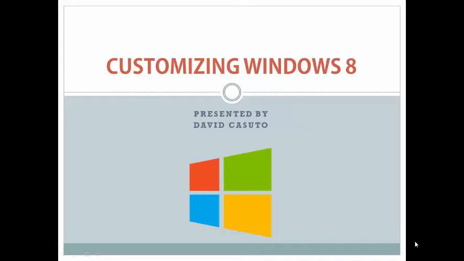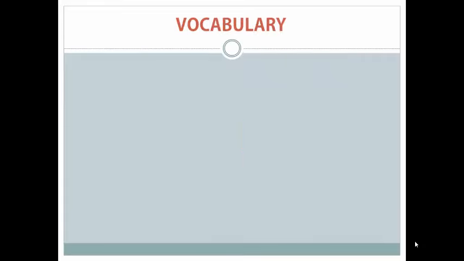In this tutorial, you are going to learn how to customize Windows 8 for ease of use, personalization, and basic accessibility functions to make it more user-friendly. Before we begin, I'd like to discuss a few basic vocabulary terms that may be new to you. Knowing these terms will help you better understand this tutorial and further your understanding of the computer in general.